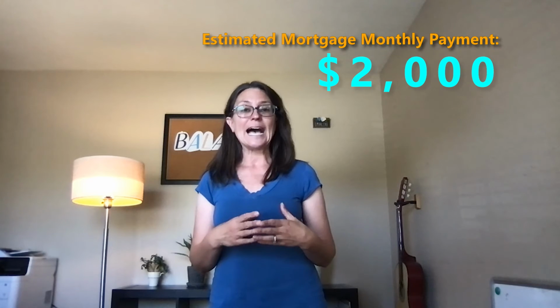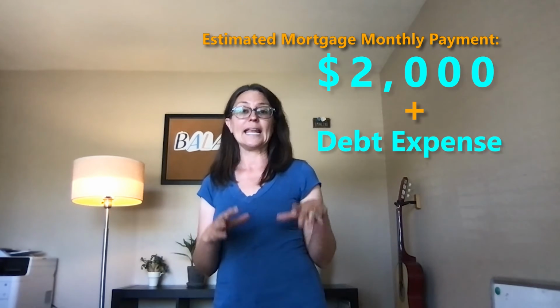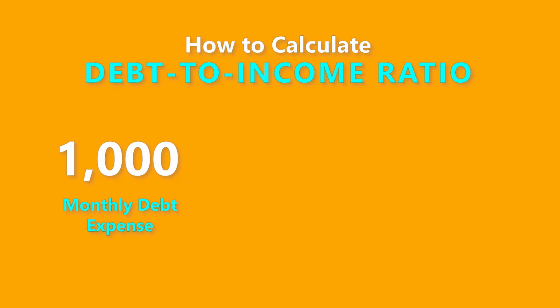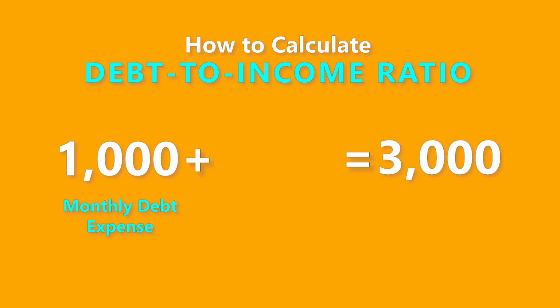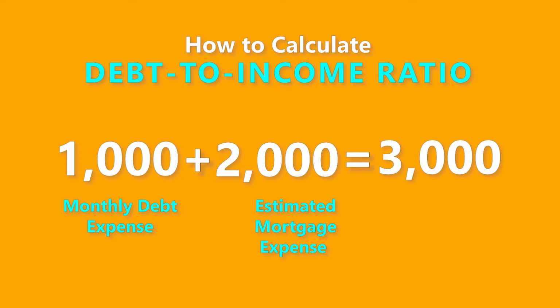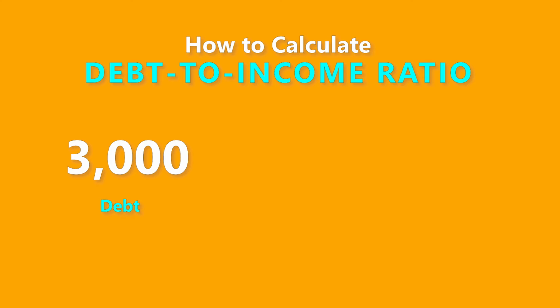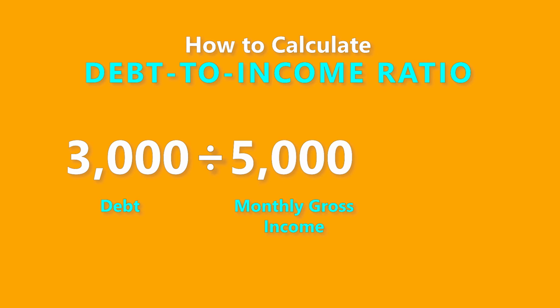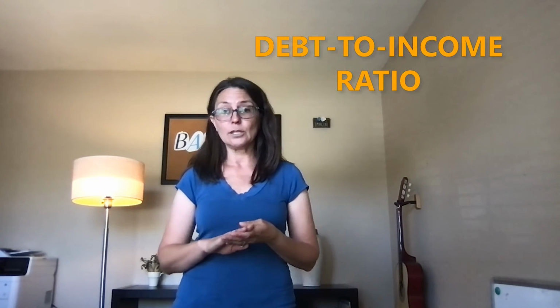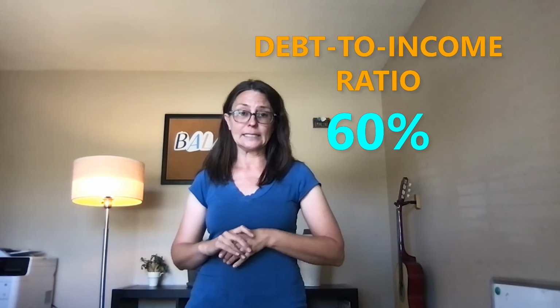So now what we want to do is add this $2,000 to your debt expense. So now your $1,000 monthly debt expense is increased to $3,000 because we are including the $2,000 estimated mortgage expense. So now you're going to take $3,000 of debt, divide that by $5,000, and you come up with 0.6 or 60%. So basically, in this scenario, your debt to income ratio, assuming that you have a mortgage payment of $2,000, is going to be 60%.